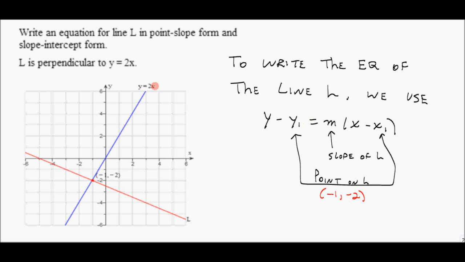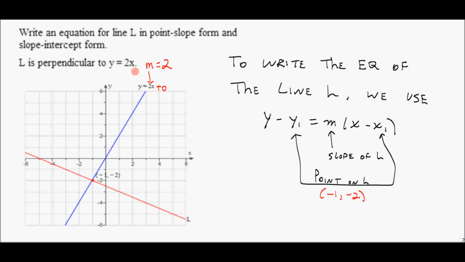Well, they didn't exactly give it to us, but they gave us this equation, y equals 2x. L is perpendicular to that. So if we can figure out what the slope of this is, then we can figure out what the slope of L is. Well, we do know what the slope of this is, don't we? Because this is in the form y equals mx plus b. The b in this case is 0, but I'm interested in the m, and the slope of this line is 2.